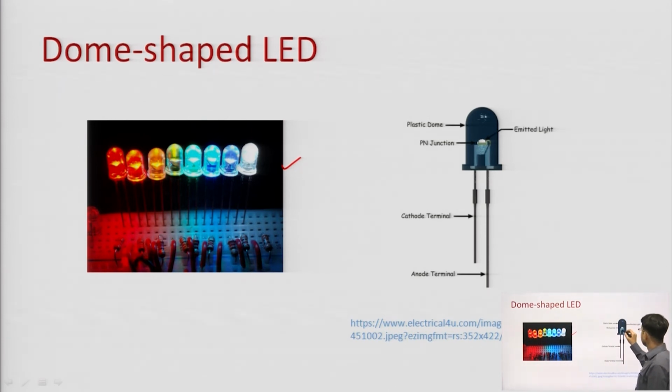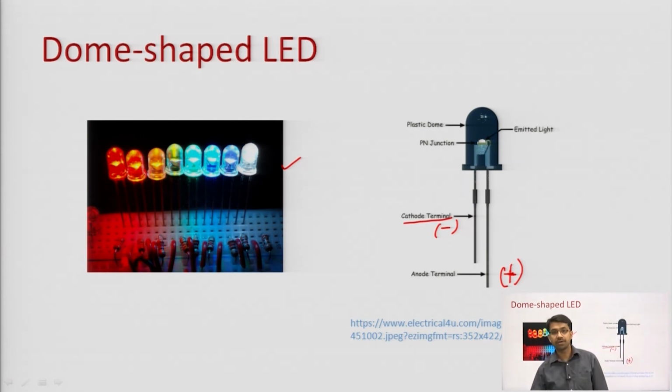Over here you can see a very small PN junction, and this is the cathode terminal, negative, and this is the anode for the P side, positive, and this is the cathode for the N side, negative. So we have to connect the battery's negative terminal on this leg and positive terminal on this leg. Otherwise this will switch off the LED. A plastic dome is used so that light will be emitted in all the directions.